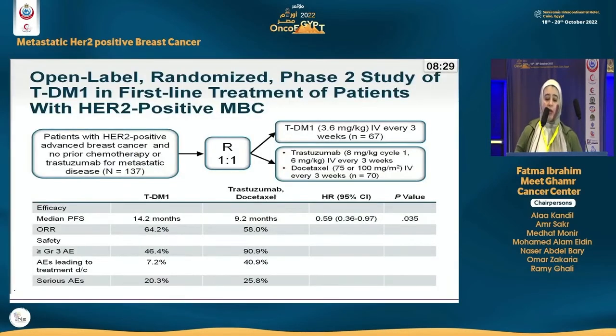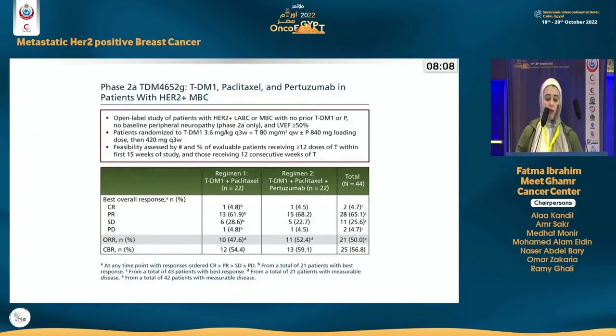Another open-label randomized phase 2 study of TDM1 as first line of treatment in patients with HER2-positive metastatic breast cancer, compared to trastuzumab plus docetaxel. We can see that overall response rate was higher in TDM1 than trastuzumab plus docetaxel, and adverse events were fewer in the TDM1 group. Other phase 2 studies evaluated TDM1 plus paclitaxel and trastuzumab in patients with HER2-positive metastatic breast cancer. There was no significant difference in response.